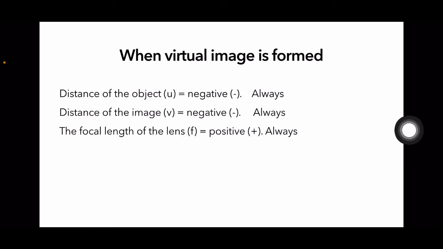Now, in the next case, when it is a virtual image, the distance of the object u is always negative. The distance of the image v is always negative, but the focal length of the lens is always positive. Hence, in a convex lens, the focal length is always positive.